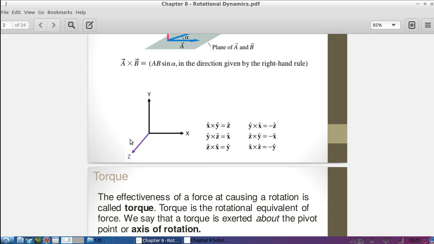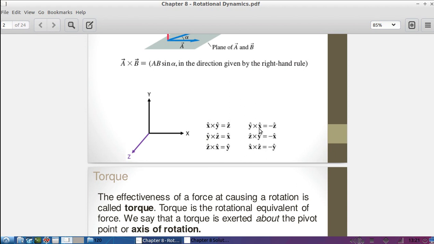So that would be the direction of the cross product of those 2 vectors, one pointing in the x direction, one pointing in the y direction. The cross product is not commutative. What does that mean? X cross y is not equal to y cross x.